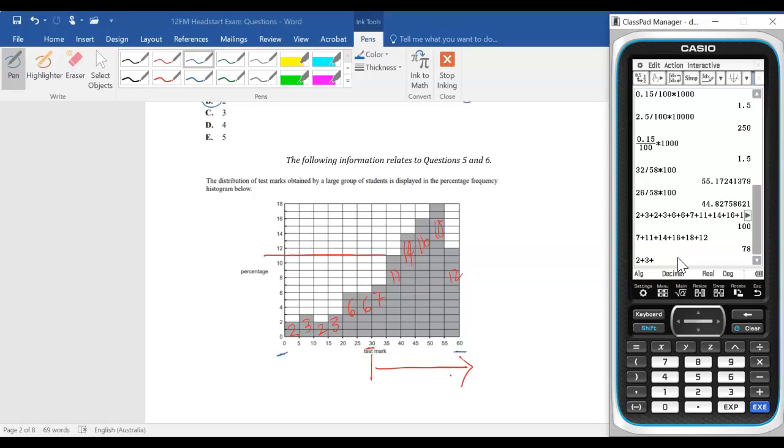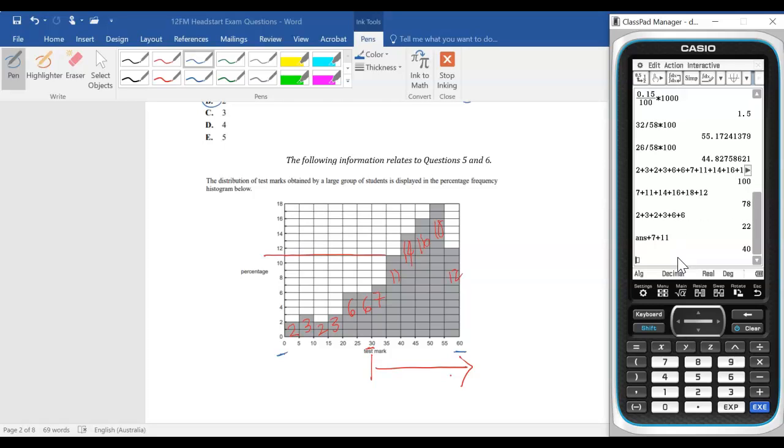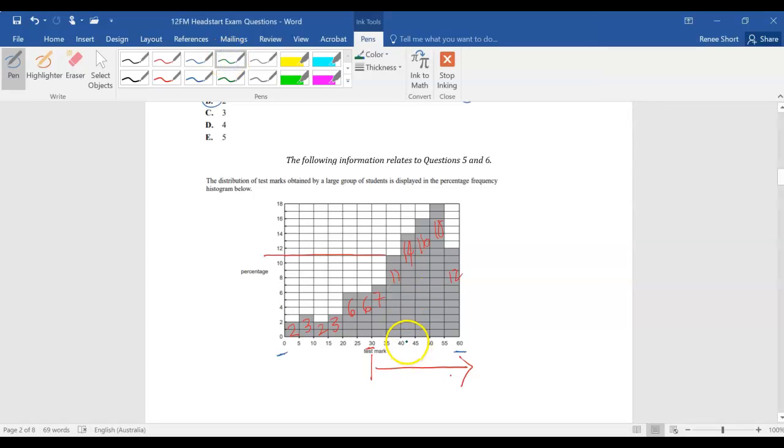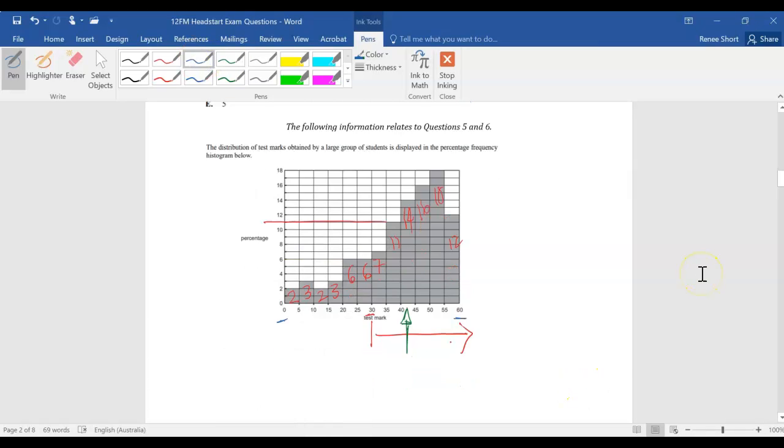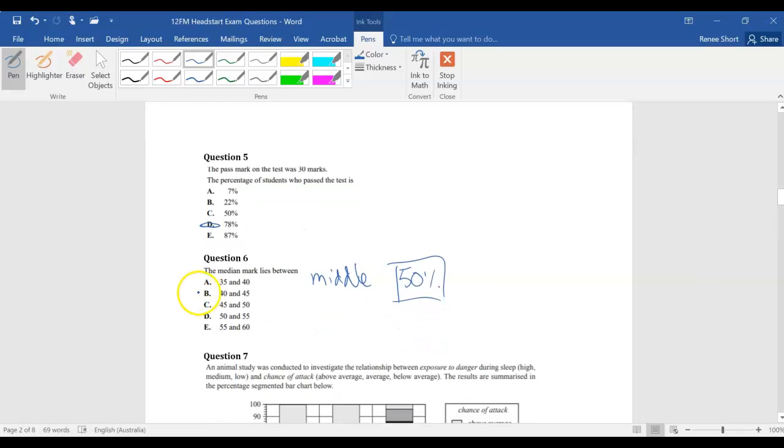So if I do 2 plus 3 plus 2 plus 3 plus 6 plus 6, that gets me to 22%. If I add on the 7 and add on the 11, I get to 40%. And if I then add on that 14, I get to 54%. So this tells me that my median then is sitting somewhere in this range of 40 to 45. So in answer to question 6, my answer is going to be B, that it's between 40 to 45.